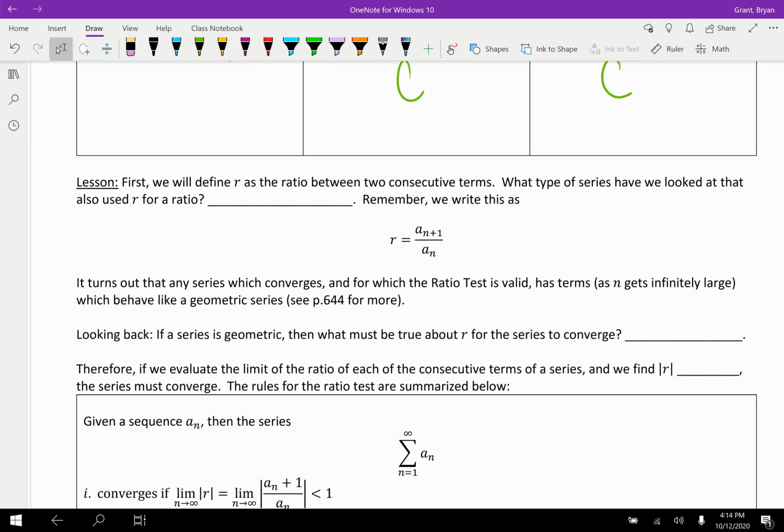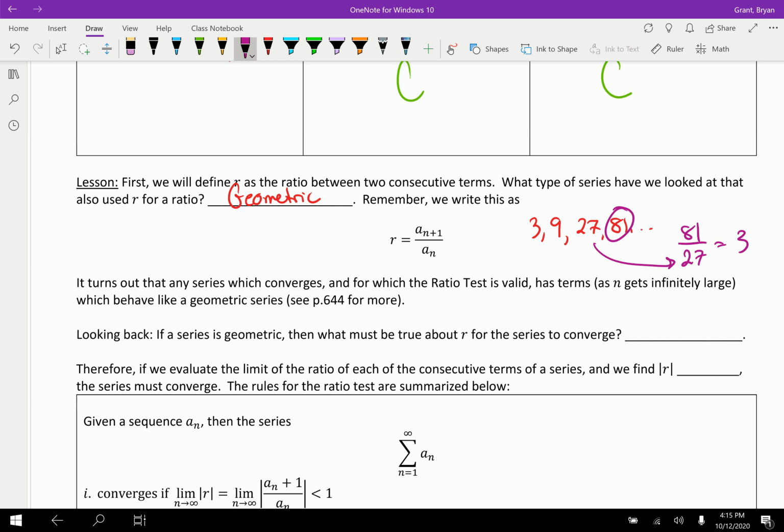So we're going to start by defining R as the ratio between 2 consecutive terms. Now, we've actually looked at types of series before that use R for a ratio. In particular, we've looked at geometric series. And we also know that from geometric series, we take the next term and divide it by the current term, right? If you had the series, we'll do an easy one. We'll go 3, 9, 27, 81, so on and so forth. If you take a current term and divide it by the previous term, then you will always get that common ratio.